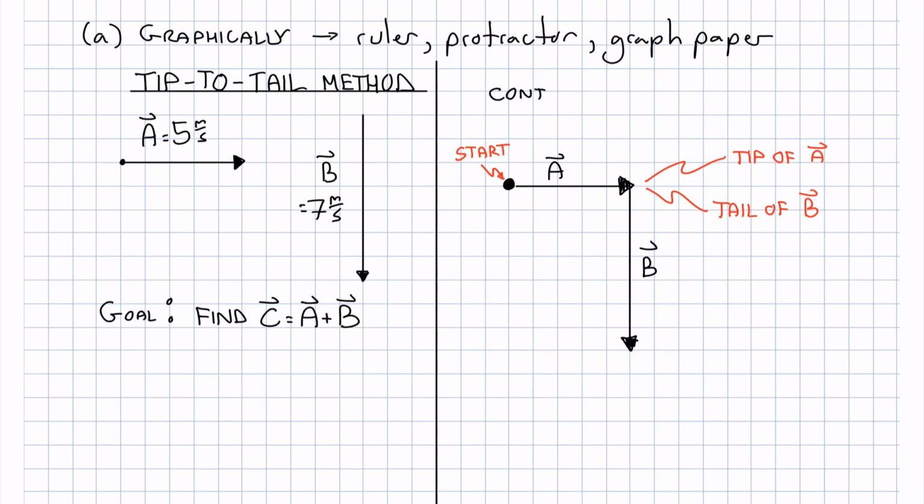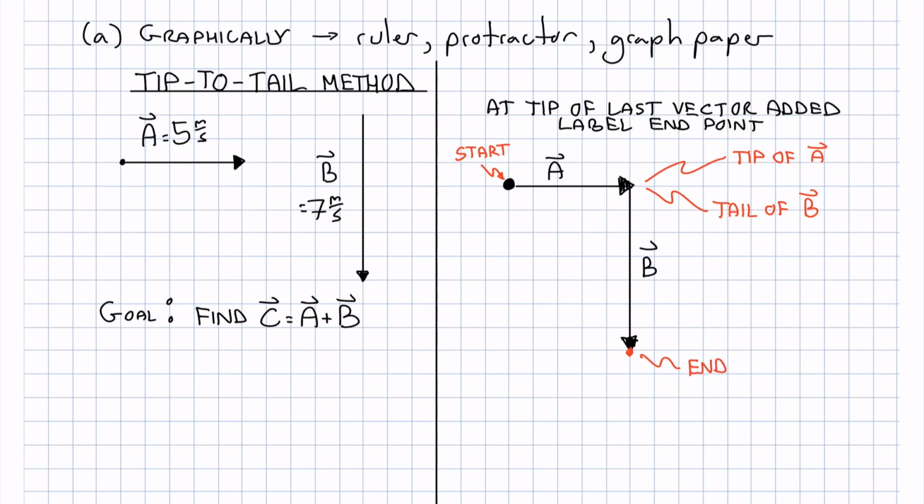Now, if you were adding multiple vectors together, in other words, more than two vectors, you just keep doing this process, putting the next vector starting from the tip of the previous vector. And you would continue doing that until you basically finished adding all the vectors onto it. When you finished adding all your vectors tip to tail, the tip of the last vector added, in this case B, will become our endpoint.